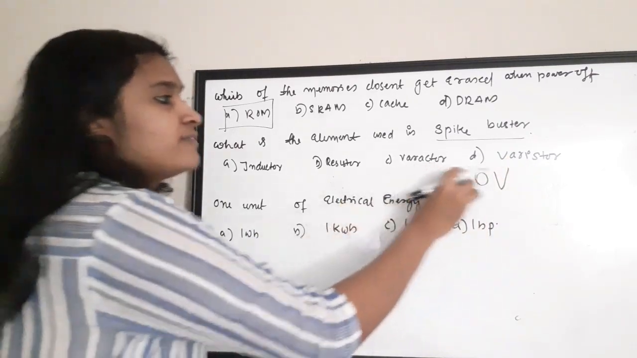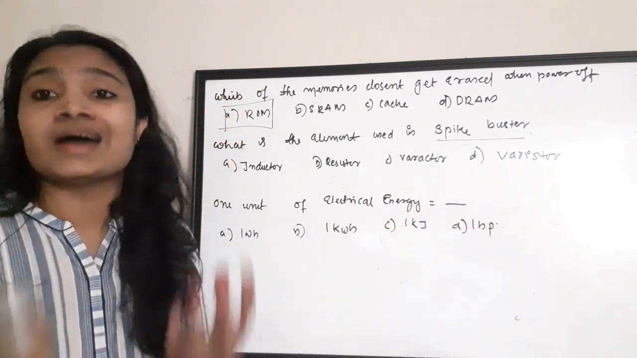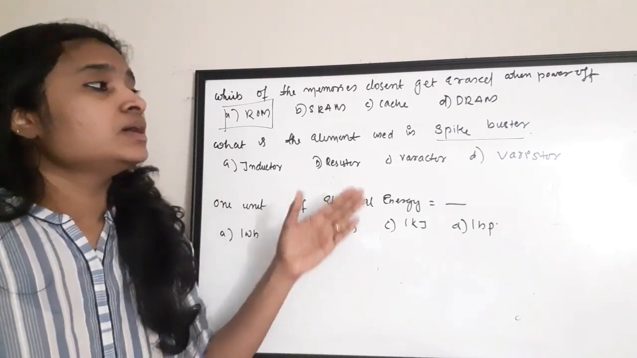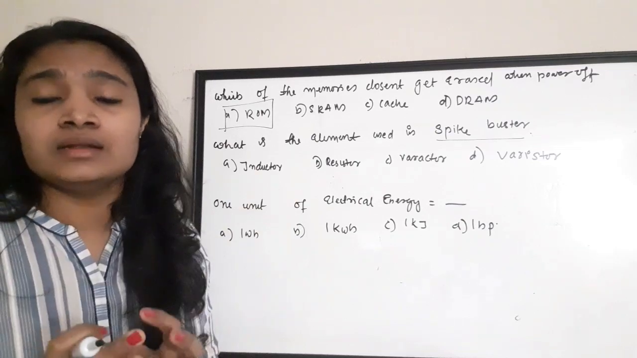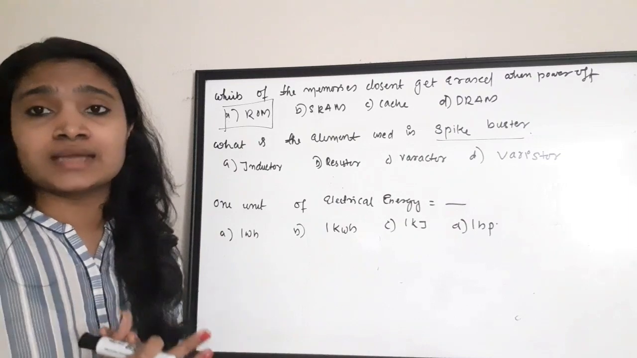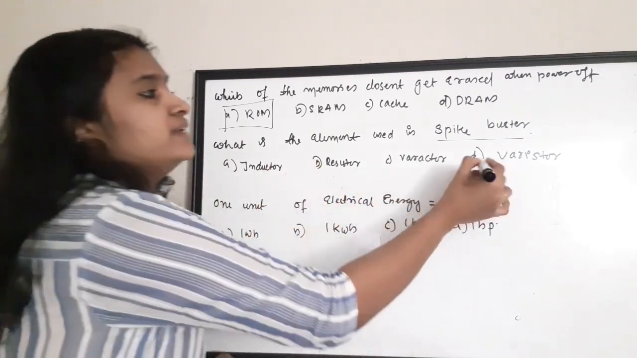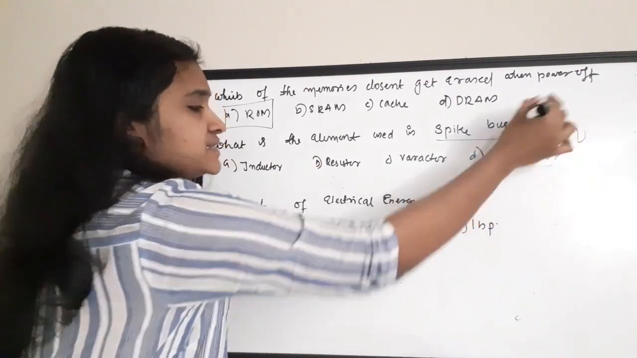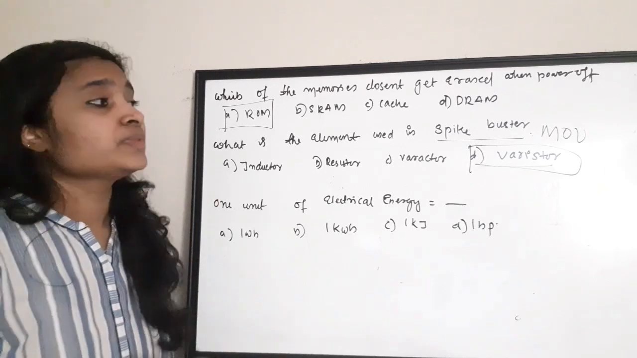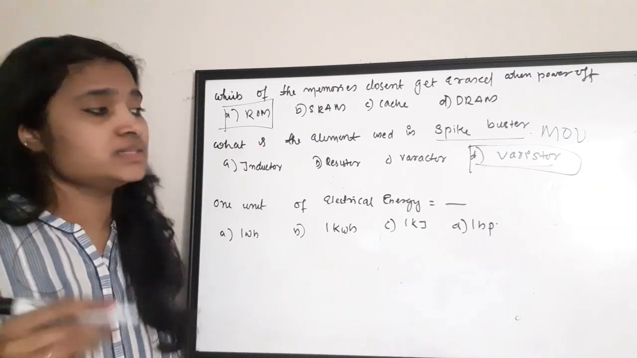Now this metal oxide varistor is able to handle a high amount of power and current, and at a certain voltage rating it is able to handle high current spikes and voltage spikes. It eliminates voltage spikes. So the device used is specifically the metal oxide varistor or MOV, the element used in a spike buster. The function of a spike buster is to eliminate voltage spikes.